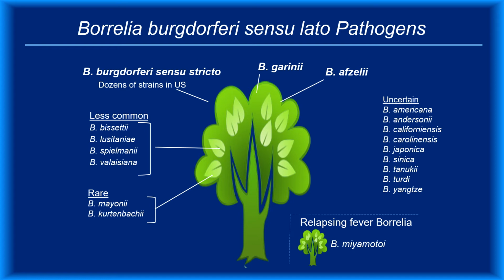Clinical presentations may differ between species and strains. Serologic tests based on a single species or strain may be unable to identify antibodies to other species or strains. There's also evidence suggesting that antibiotic susceptibility may vary by species and strains.